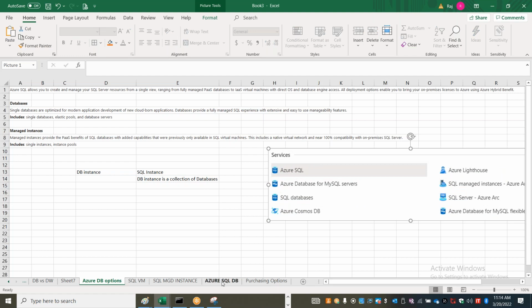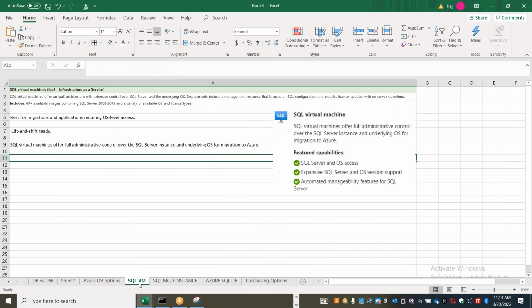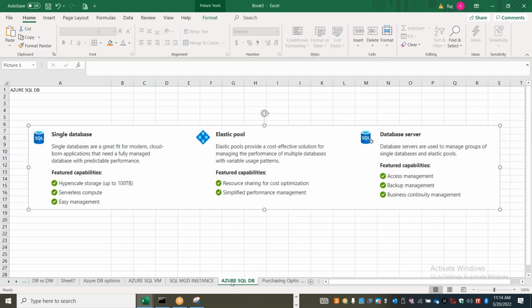So here Azure SQL DB gives you access at the database level. Azure SQL managed instance gives you access to the entire DB instance. Azure SQL VM will give you access to the OS as well as the SQL instance. So that is where these three are a little different from each other. The more control or access you want, you can go for the VM, infrastructure as a service. If you want control only on the SQL instance, you can go for SQL managed instance. If you want control only on the databases, you can go for Azure SQL DB.